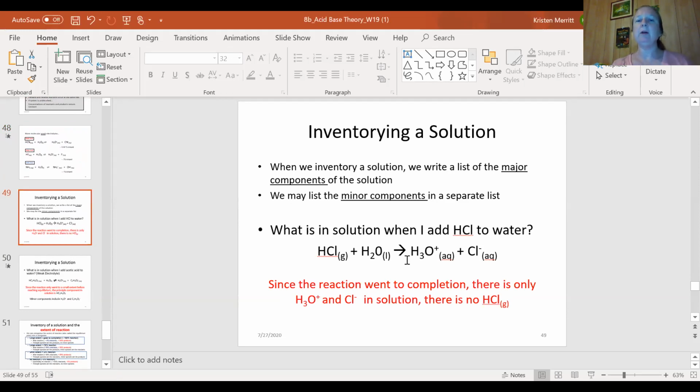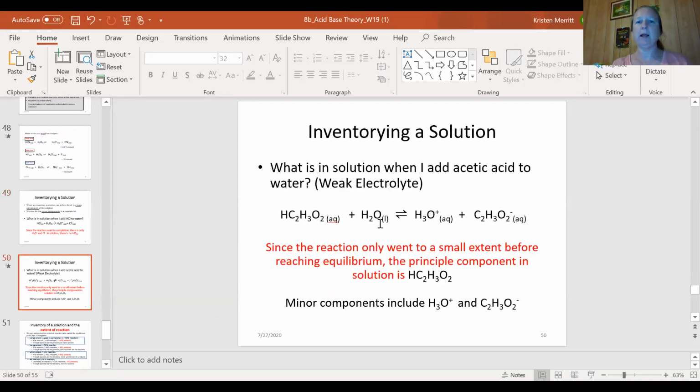If I have a single arrow, I do not have minor. I only have the major, which is the products. It's a real cut and dry rule. When I have double, most of my material is still in the original form. So that's my major and that's my minor.